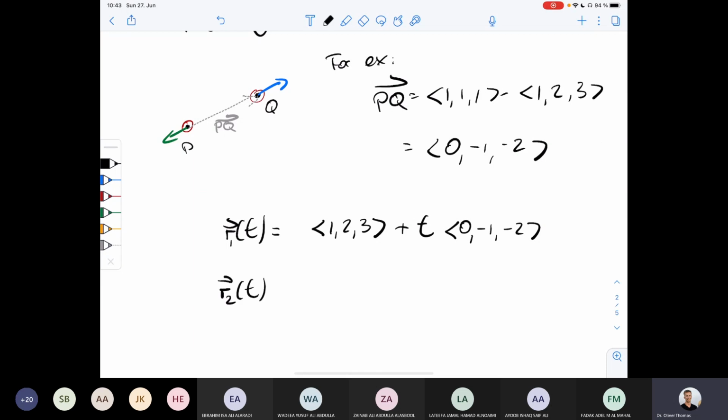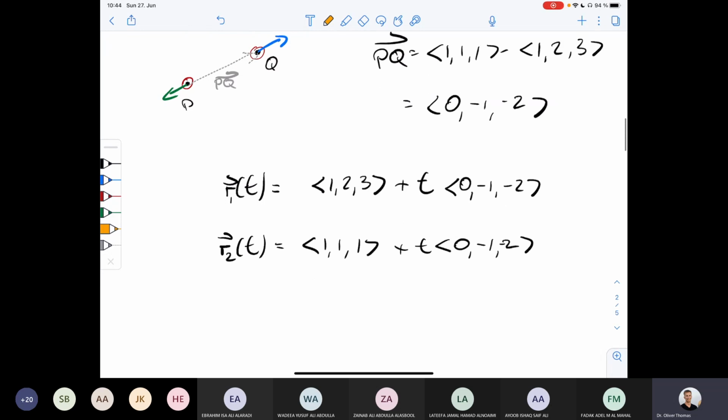For example, we could also say, okay, we don't change the direction, but this time we start at Q. So we take the vector 1, 1, 1, and add multiples of our same direction vector. So this would mean we start here, and for t equals 1, we would then end up here, and for t equals minus 1, we would then end up at P. Different ways of doing that.